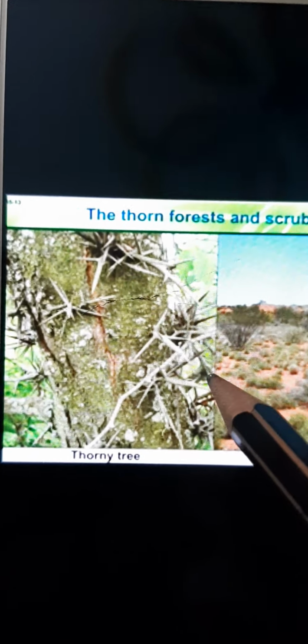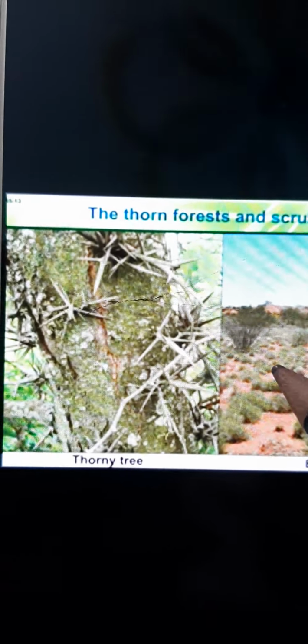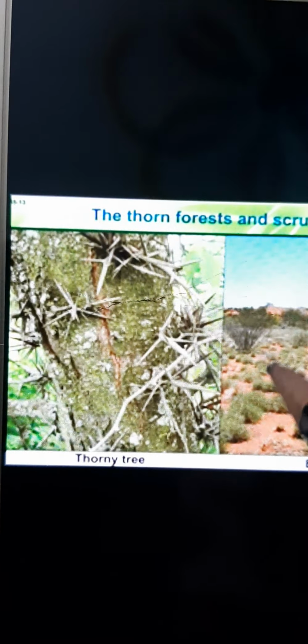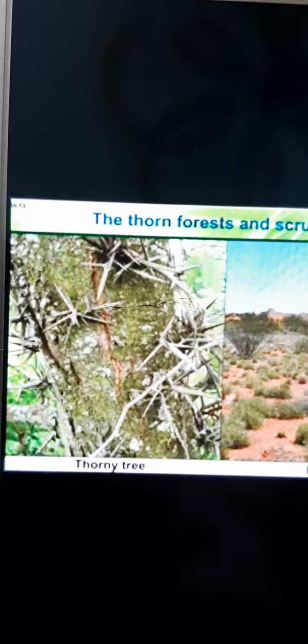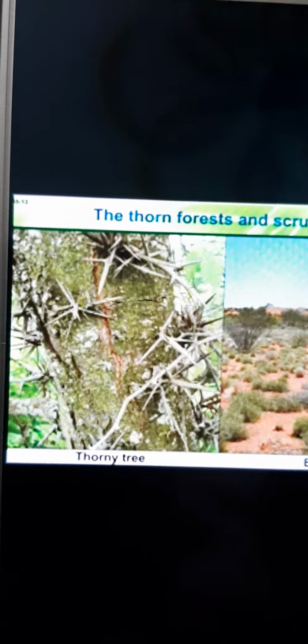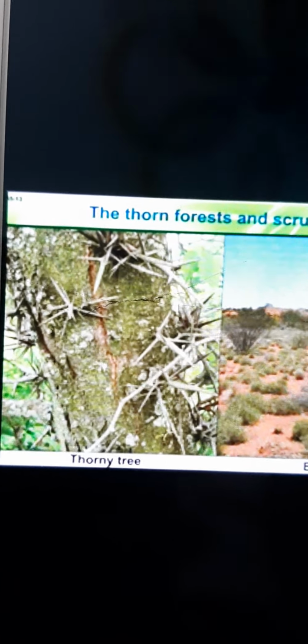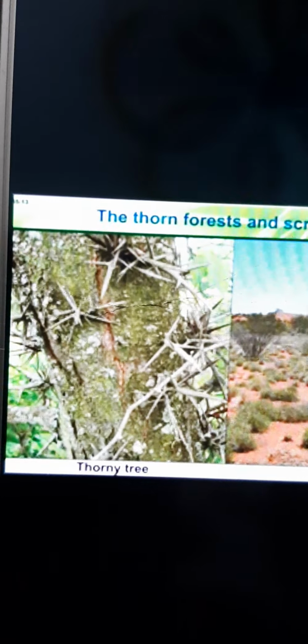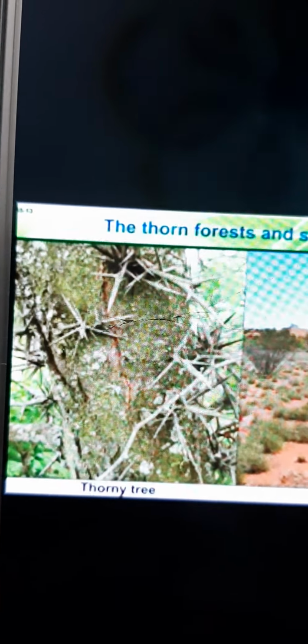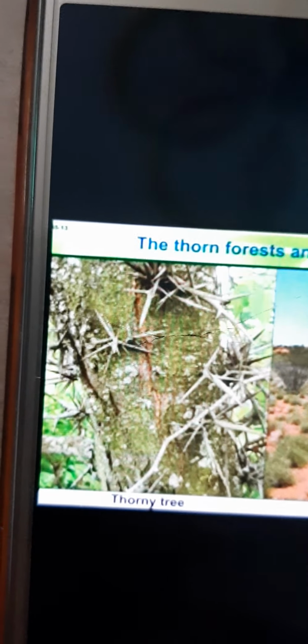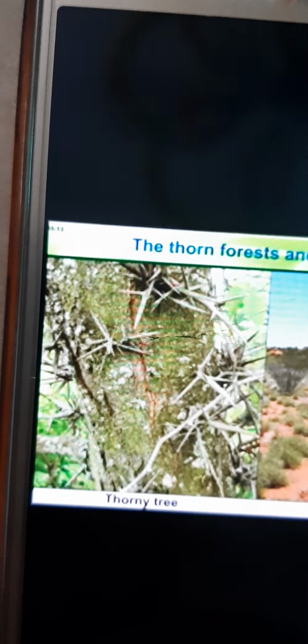The trees are short, not more than 6 to 10 meter tall, but their roots are very long and can tap water from great depths. Fleshy stems can also store water, which helps them survive during dry periods. The sharp spines protect them from animals. So you all know that it has thorns.